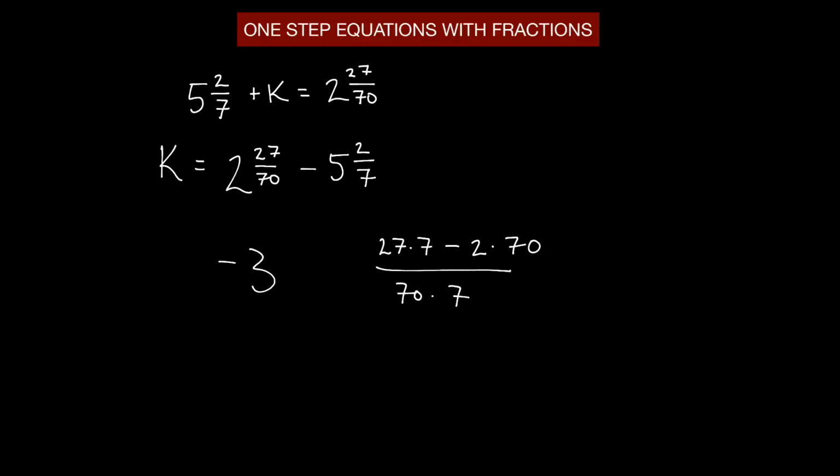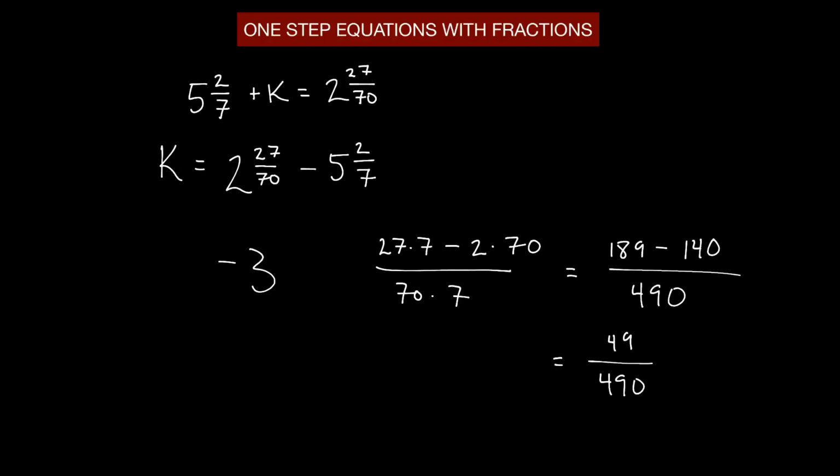Okay, that's quite a bit of work. So 27 times 7. Let's see, 20 times 7 is 140. 7 times 7 is 49, so 140 plus 49 gives us 189. So 189 minus 2 times 70, which is 140. And then our denominator, 70 times 7, of course, is 490. So we get 189 minus 140. That's going to give us 49 over 490.